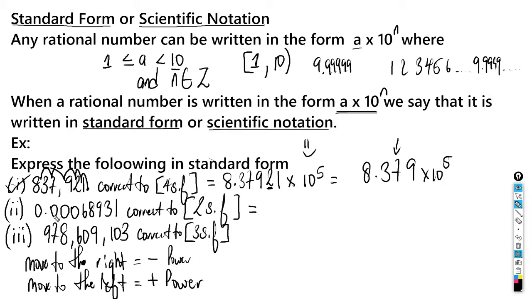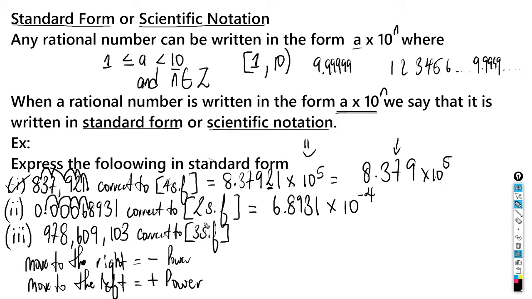So the next one now, guys, we'll have 0.0006891, and we need it correct to 2 significant figures. The first thing, we're going to put it in standard form, and we're going to move 1, 2, 3, 4 spaces to the right. So we're going to end up with 6.891. And remember, when we move to the right, the power is going to be negative. So this is going to be times 10 to the negative 4, right? Because we moved 1, 2, 3, 4 spaces to the right.